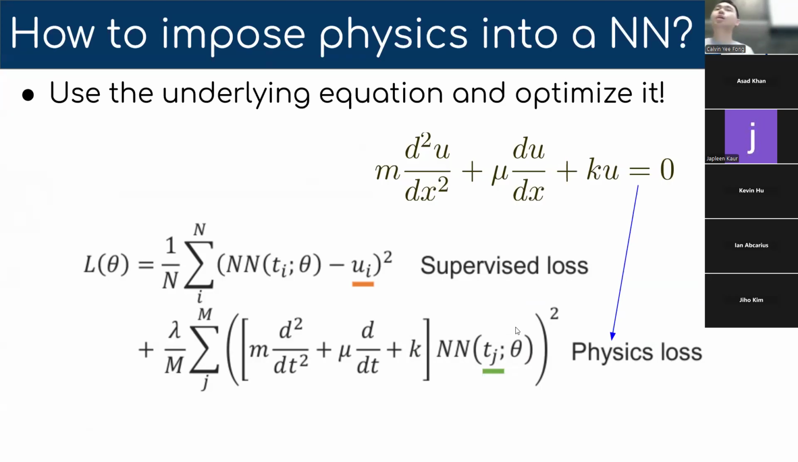Yes. Okay, so you're multiplying the physics loss with a hyperparameter lambda, which I presume is to distribute the weight between supervised loss and physics loss. Yeah, it represents the strength of how much physics we want from the model.